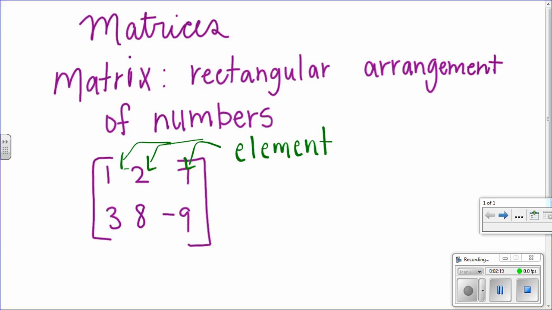Matrices have dimensions. We name their dimensions using rows, then columns. Rows by columns. That's how you name the dimensions. So this has 2 rows and 3 columns. This is a 2 by 3 matrix.